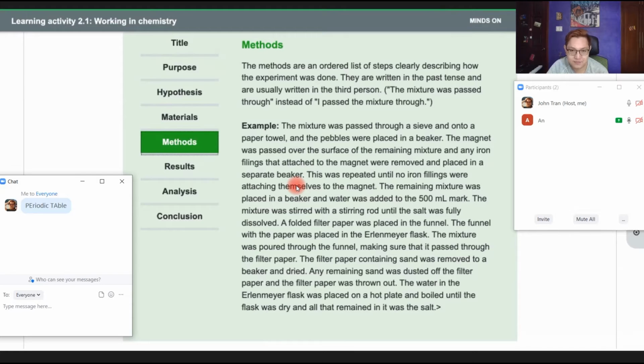The filter paper containing sand was removed to a beaker and dried. Any remaining sand was dusted off the filter paper and the filter paper was thrown out. The water in the flask was placed on a hot plate and boiled until the flask was dry and all that remained in it was salt.